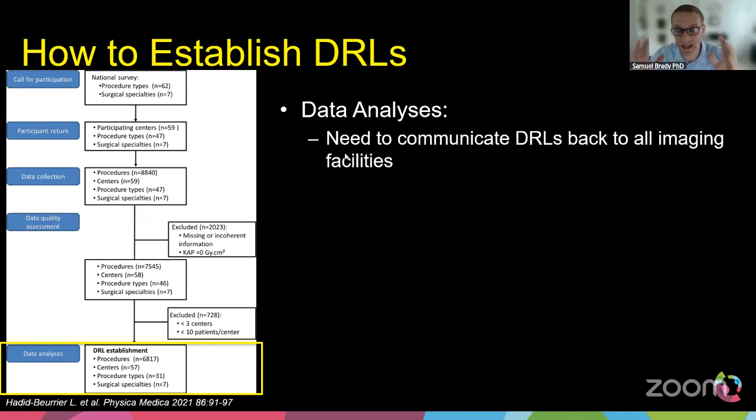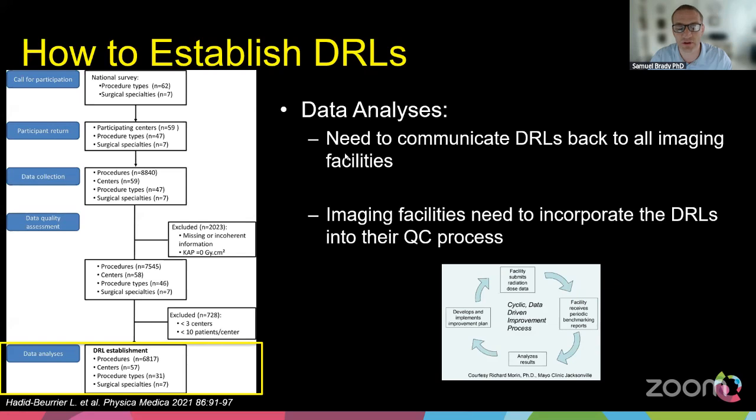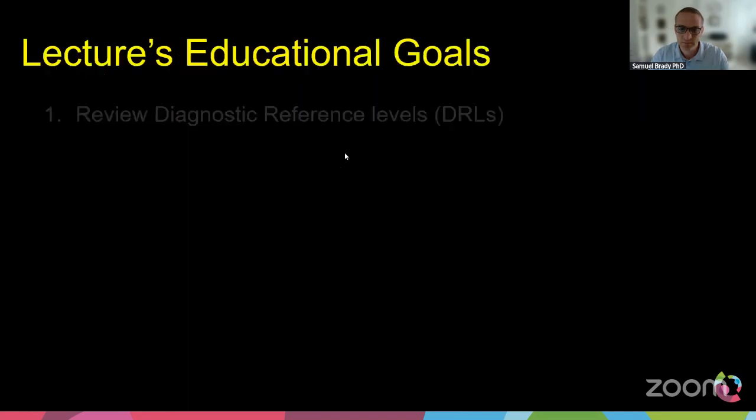Finally, and the most important step, is to take this data and share it back to the local institution. So once the national institution has calculated the DRL, they share it. You take that DRL and you apply it to your patient population, and then you look at the doses that may be a little higher and start this cyclical process of asking yourself, is the dose too high? Is it properly optimized? What should we do?